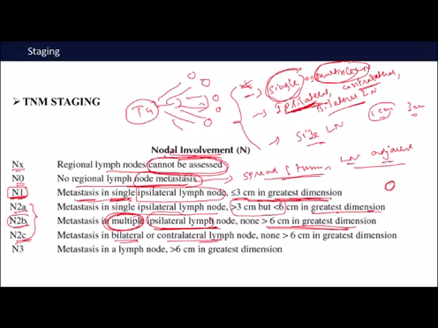With the size more than 6 centimeter in greatest dimension, it means there is an indication that it is now going towards the dangerous stage, right? And whenever we use the term N3, here metastasis has already occurred to the lymph node and has started invading into the adjacent structure. There are chances of even skip metastasis in N3. So this is about your N, that is nodal involvement.